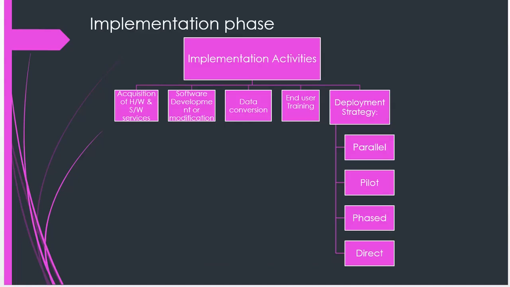Under the implementation phase, this is where we acquire our hardware and software. But the interesting thing about this is that we have already done this. We have acquired our hardware and software, we have done our software development and modification, we have come up with our database and we have trained our end users. Now we need to deploy our system. When we are deploying the system, we have different deployment strategies that we can use, but we're just going to focus on 4: the parallel, pilot, phased, and direct changeover strategies. These can be called changeover strategies or deployment strategies.